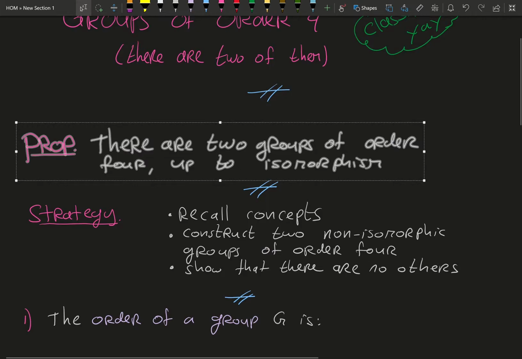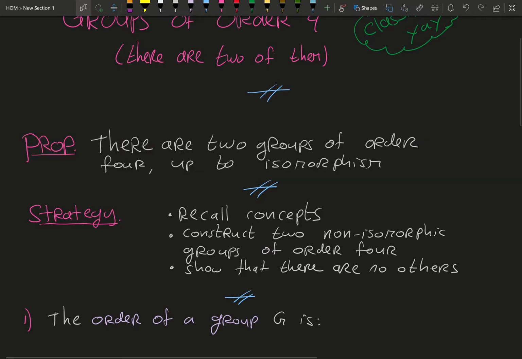And our strategy is going to be that first we're going to recall the concepts of this proposition. And then we're going to construct 2 non-isomorphic groups of order 4. And then we're going to end by showing that there are no others. So this last step is going to be the most involved step. And this is where we want to show that given any group of order 4, that group is going to be isomorphic to one of the 2 groups constructed in step 2. Okay, so let's get right into it.